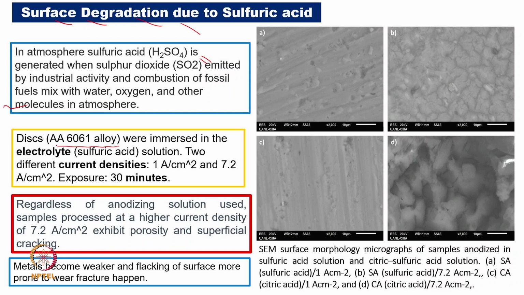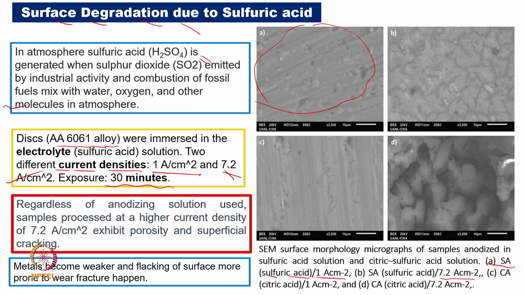The experiments were done on this, not by me. It is from literature. They used two different current densities, one ampere per centimeter square and the other 7.2 ampere per centimeter square. They exposed it for 30 minutes. So here the first figure shows sulfuric acid with 1 ampere per centimeter square, and we are able to see the surface is reasonably okay, not much problem.